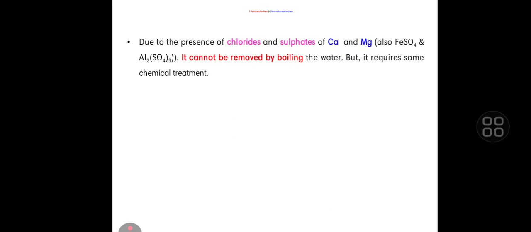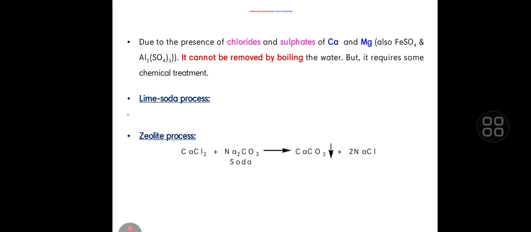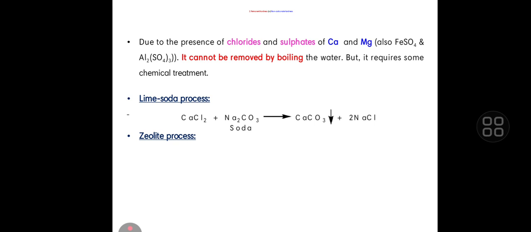Next, permanent hardness is due to the presence of chloride and sulfate of calcium and magnesium, also iron sulfate or aluminum hydroxide. It cannot be removed by boiling the water, but requires chemical treatment. That chemical treatment is the lime soda process, and another one is the zeolite process. In the lime soda process, calcium chloride is treated with soda, Na2CO3. It gives calcium carbonate precipitate and sodium chloride salt as a byproduct. In the zeolite process, calcium sulfate is reacted with sodium zeolite. It is converted into calcium zeolite, and sodium sulfate is liberated as the byproduct.